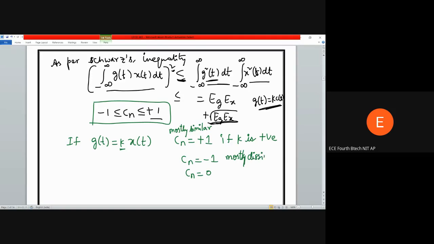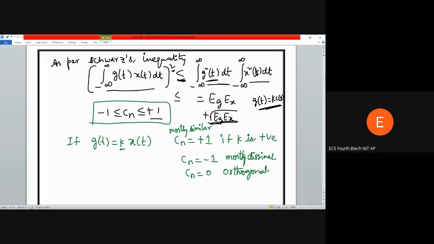I'll give you an example, don't worry. Cn is equal to 0, orthogonal. So we are going to compare two signals, right? Actually, Cn is equal to +1 says that those two signals are similar to each other. And Cn is equal to -1 says that those two signals are highly dissimilar. Okay, and Cn is equal to 0. So what actually we are going to compare here? Actually, we are going to compare the shapes of the signals.